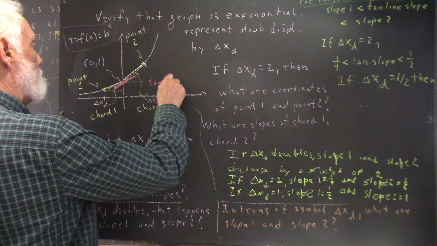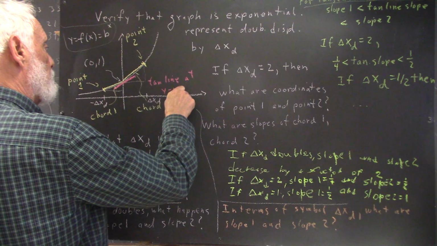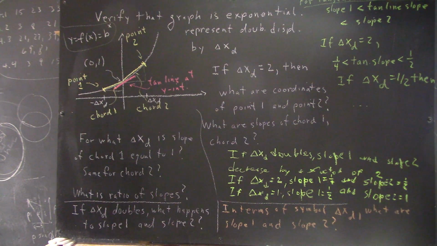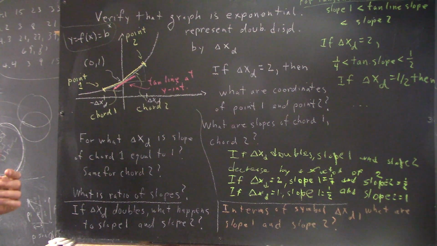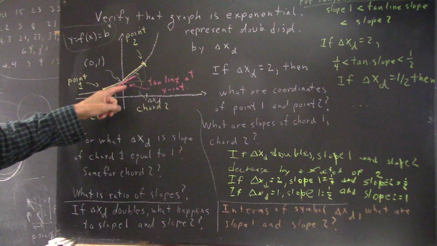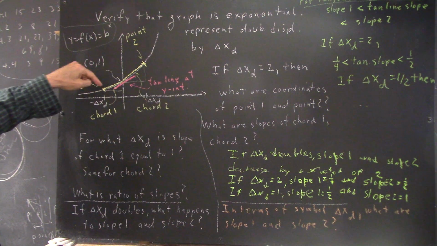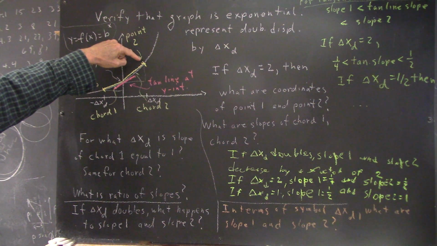Tangent line at the y-intercept. Now, one thing that we can see clearly from the graph, if this is an exponential function, and we haven't proven it, it remains to be proven, but we can say with some confidence that the slope of the tangent line is greater than the slope of this chord to the left and less than the slope of the chord to the right.